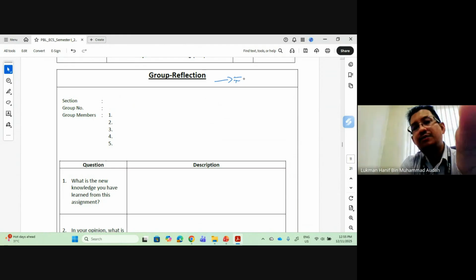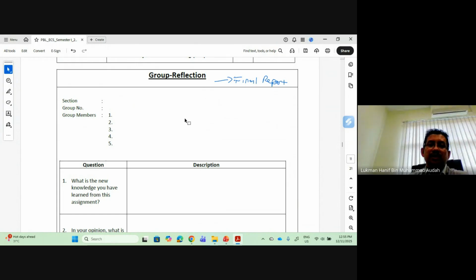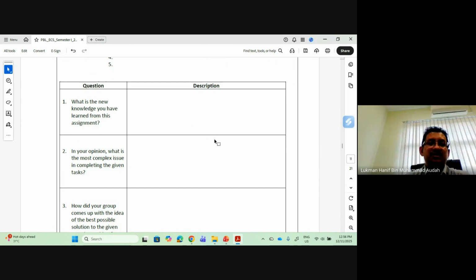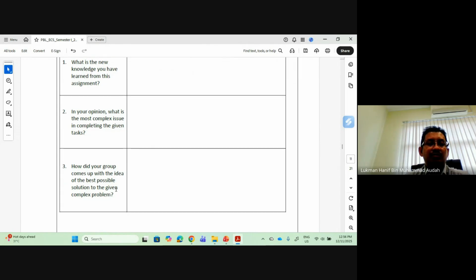Okay, final report. In the final report, just one group reflection is enough. It's not for each student, it's for the group. So you can fill in these boxes. What is the new knowledge you have learned from this assignment? In your opinion, what is the most complex issue in completing the given task? And how did your group come up with the idea of the best possible solution?